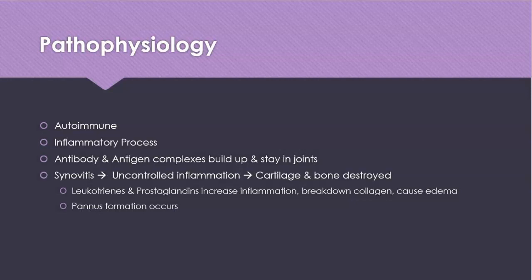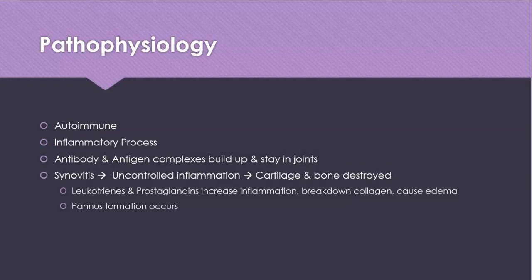So if you think about the A and P of the joints, there's synovial fluid and a synovial lining around the joint. All of those complexes, the antibody antigen complexes, get stuck within that joint space. So overall, that leads to a synovitis. So itis, it's an inflammation. So this uncontrolled inflammation occurs within that synovium. And over time, that leads to the cartilage and the bone destruction that occurs.